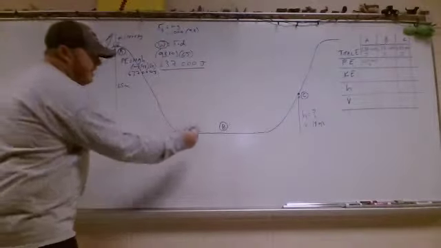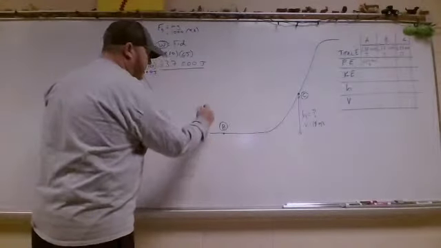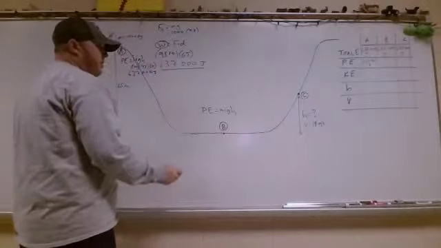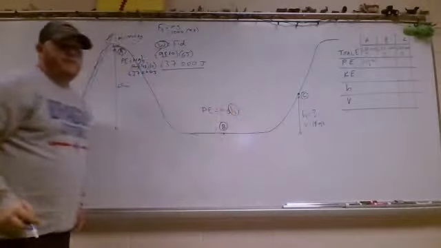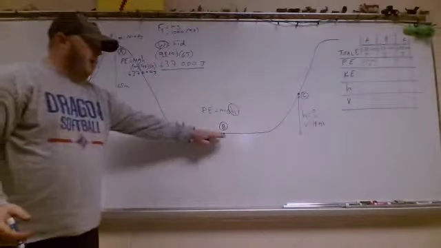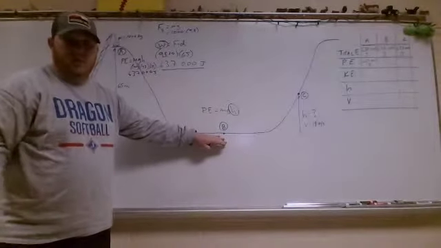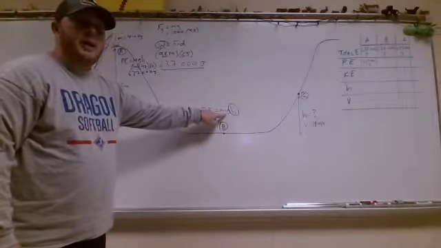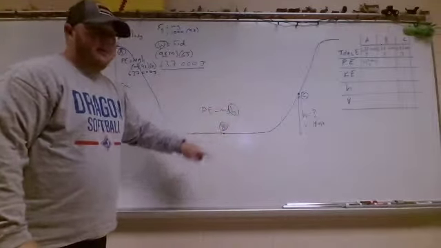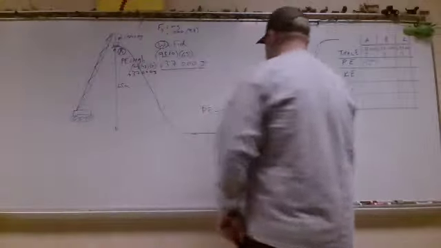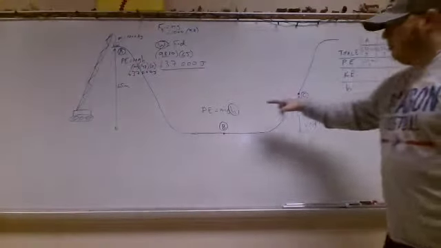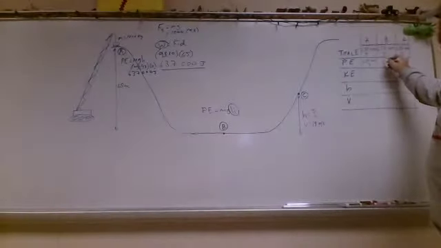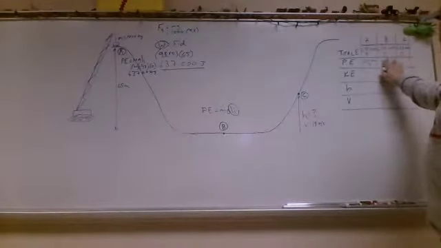At point B, we also calculate potential energy as mgh. But what's H at B? And you might notice, well, it's at ground level, so it's 0 meters above the ground. That is correct. So it doesn't matter what mg is. If H is 0, PE is going to be 0. So at point B, potential energy is 0 joules.